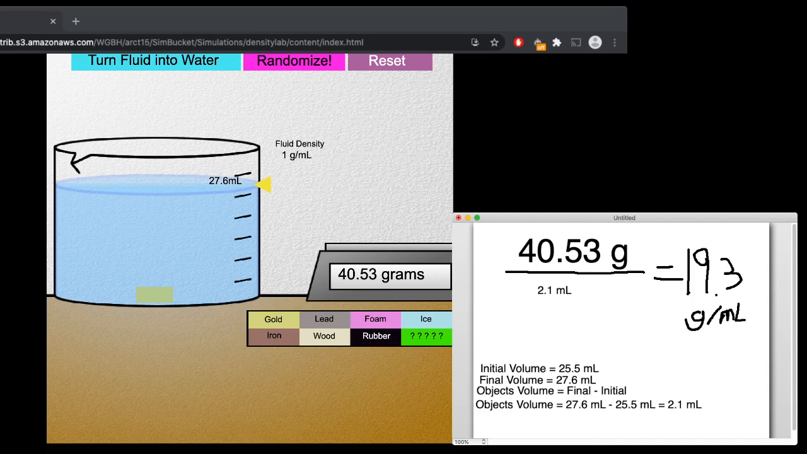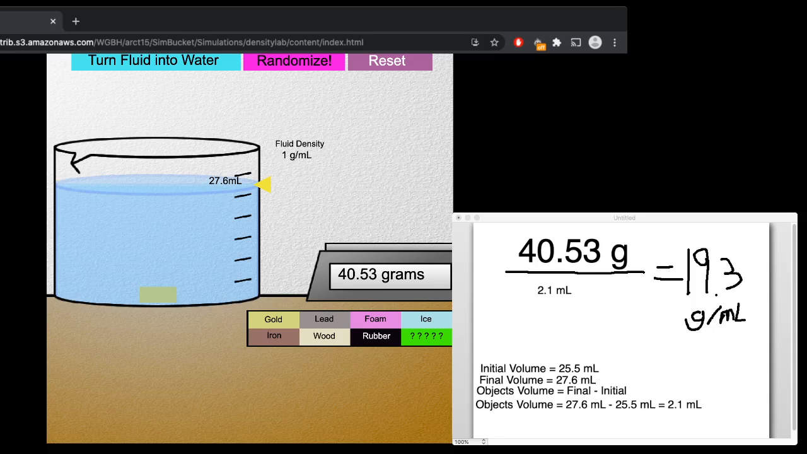So that is gold's density, right? No matter the size of the piece of gold that you have, its density will always be this. If I were to make this piece of gold a lot bigger, the mass would change, right? Because you're adding in more gold, but the density always stays the same, okay?